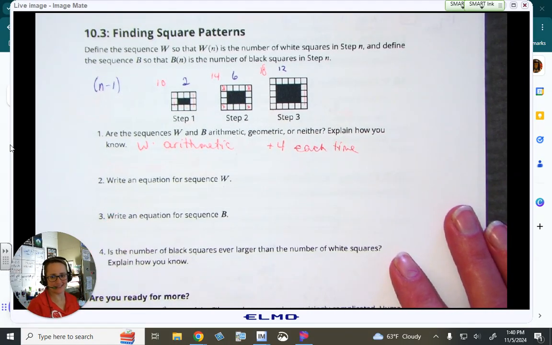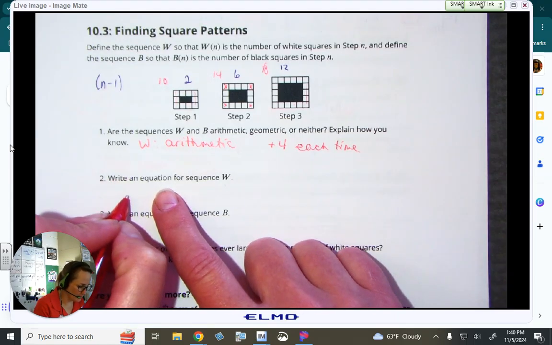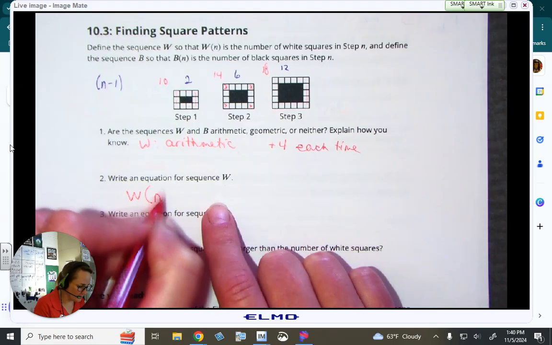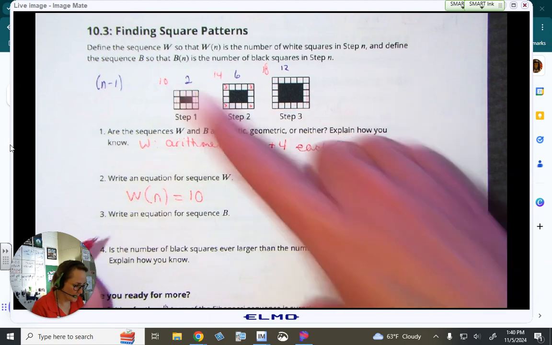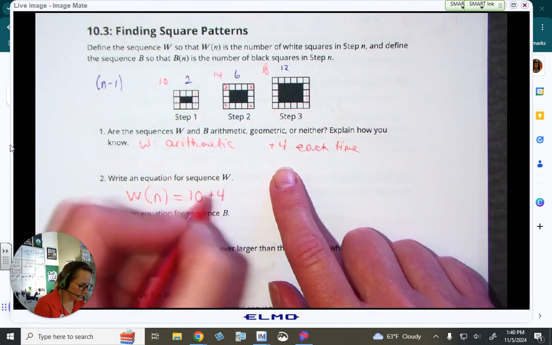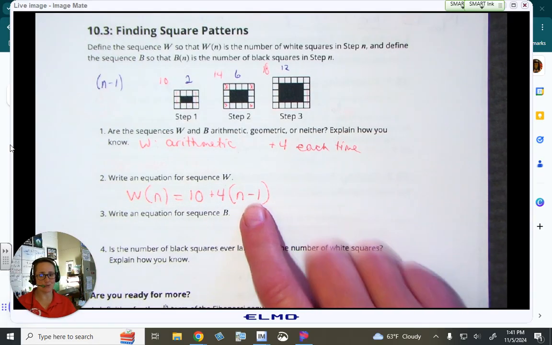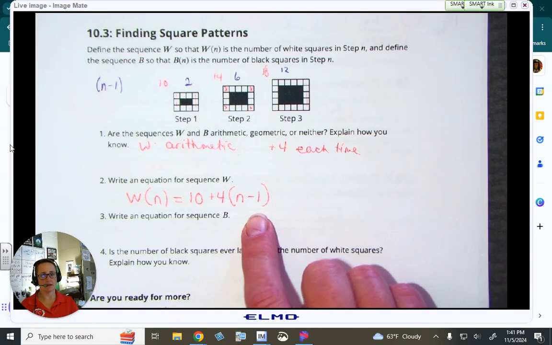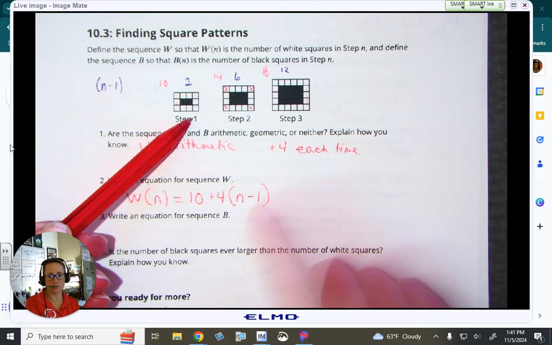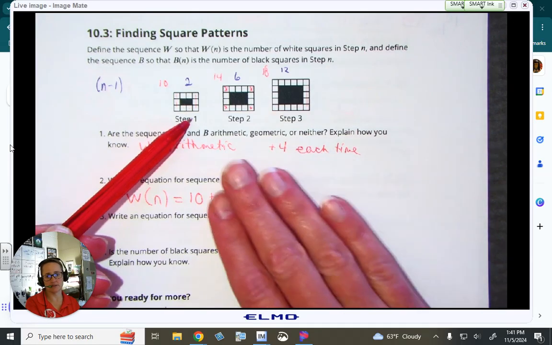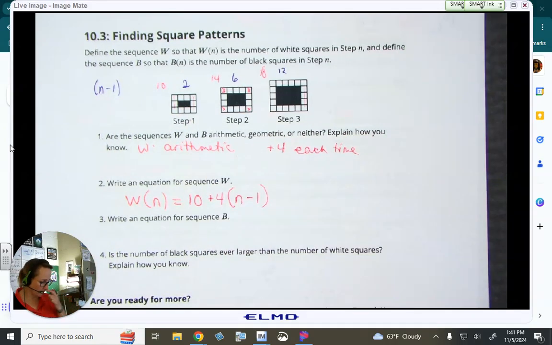An equation, if it doesn't ask me which one I want to do, I'm just going to go ahead and start with, I like the nth term ones. It's just easier to figure out. So for any number, I'm going to write an explicit one. I start with 10. I am adding 4 each time, but I don't add at the first one, so I need to have the n minus 1 because step 1, I'm not adding. Right now, if I put 1 in place here, I have 1 minus 1, which is 0. 0 times 4 is 0. That's how I'm still sticking with step 1 being 10 white squares.